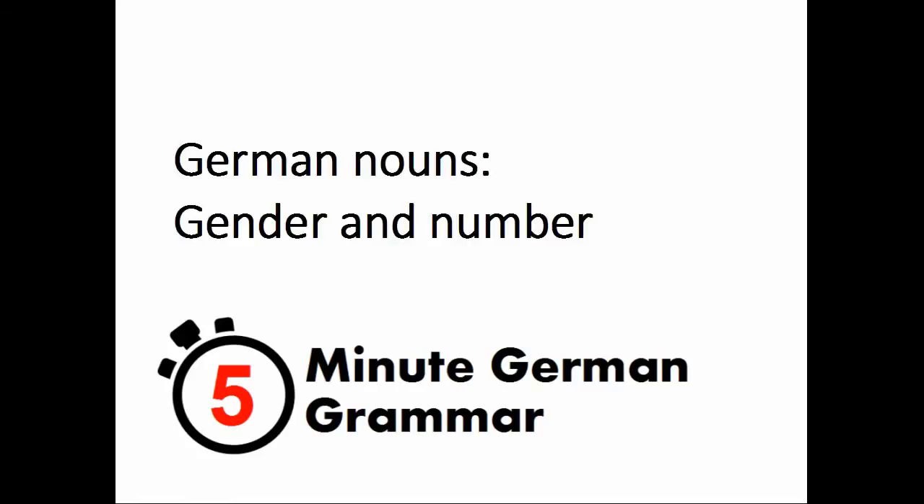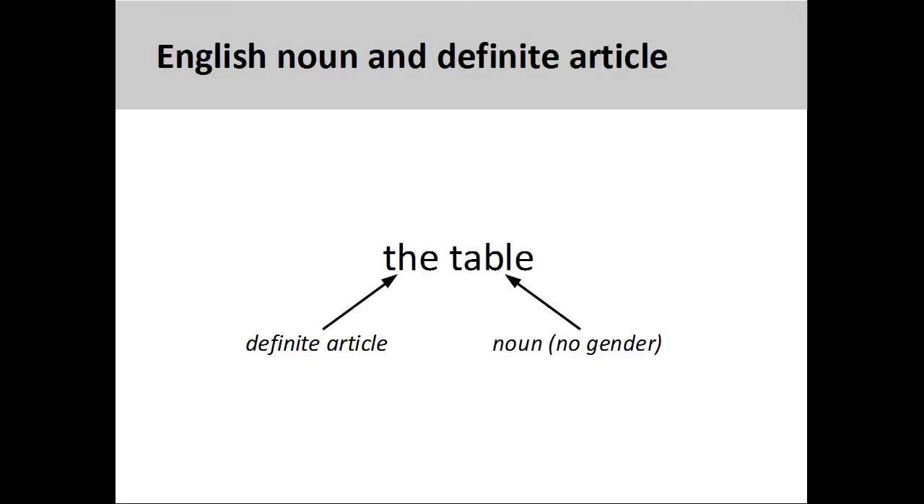Thank you for watching. This video will examine the gender and number of German nouns. A noun is a part of speech that names a person, place, thing, or idea. In modern English, nouns usually do not manifest any grammatical gender. The only definite article in English is the.